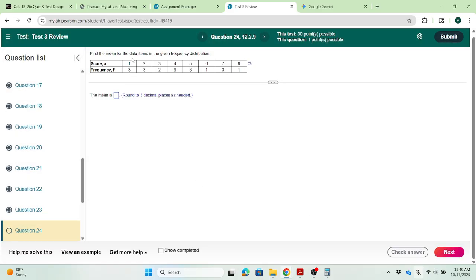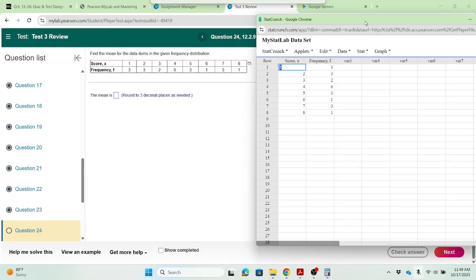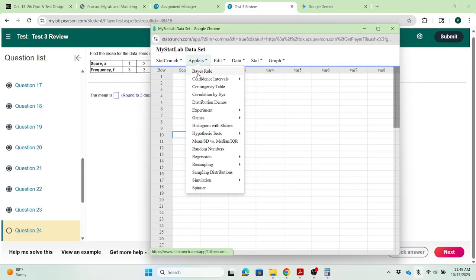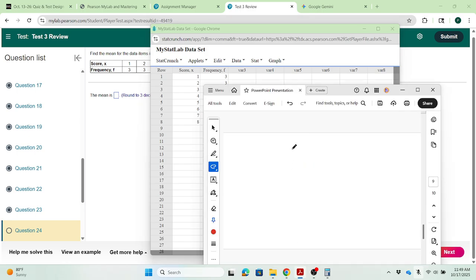Find the mean for the data items for the given frequency distribution. So open StatCrunch. Keep in mind, if you have a frequency table, then the mean can be calculated by multiplying the data and the frequency, adding all those values, and dividing by the sum of the frequency. This is the operation we would like to do.